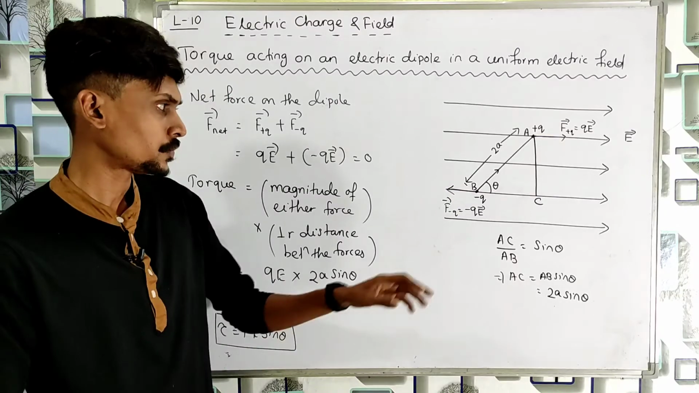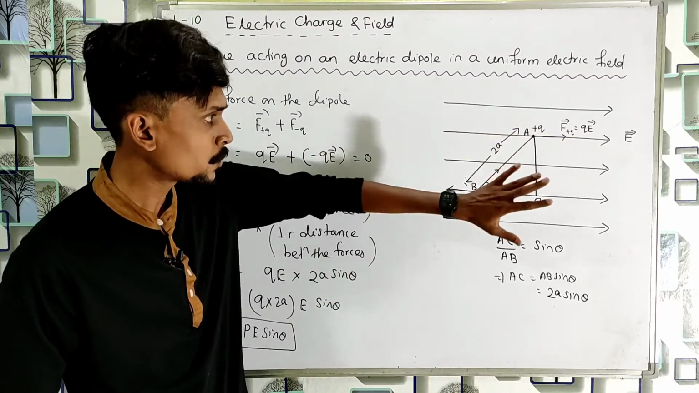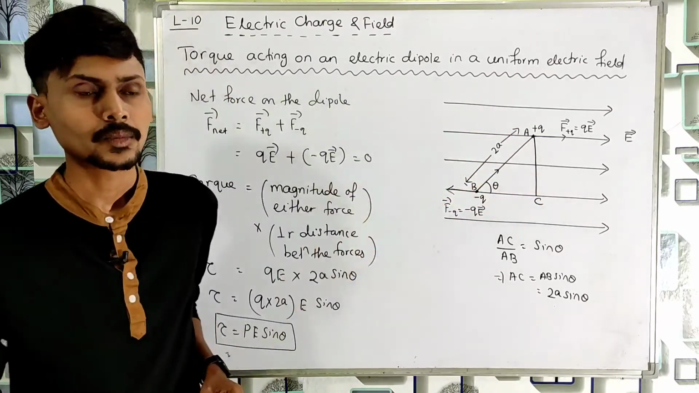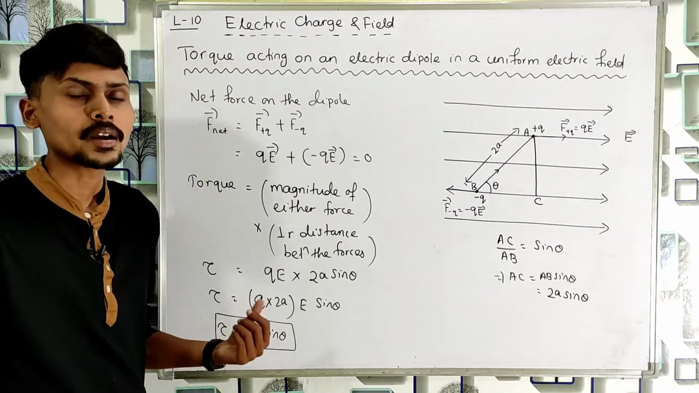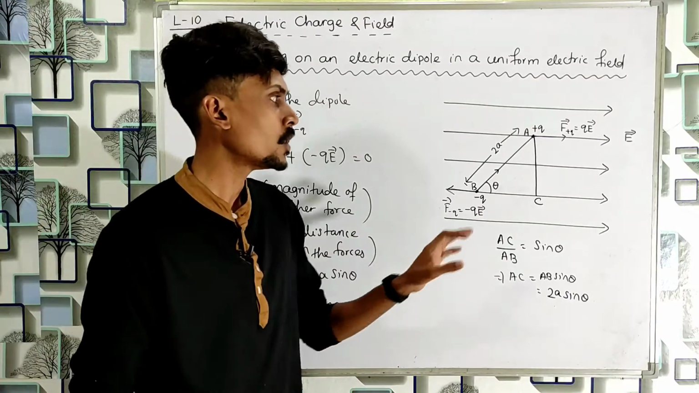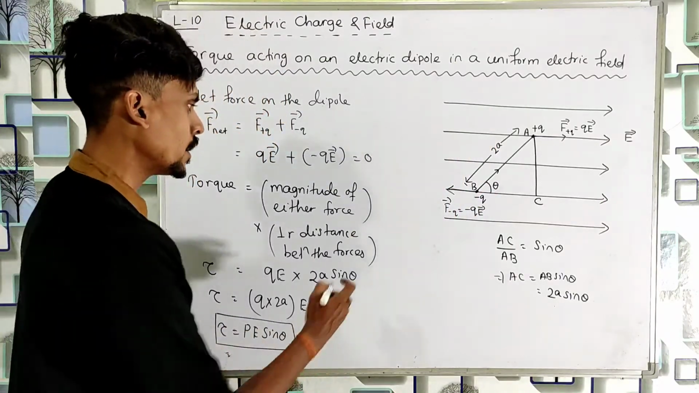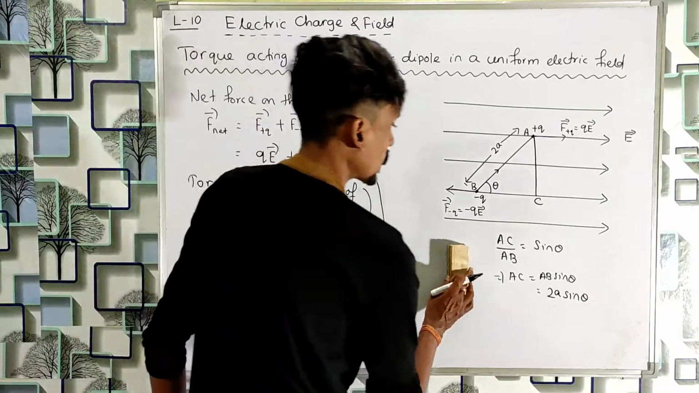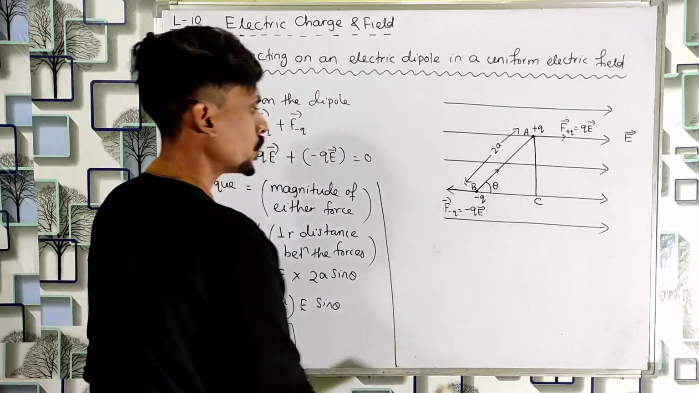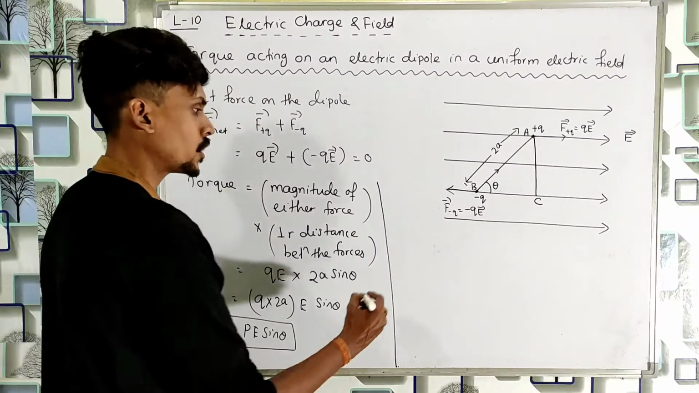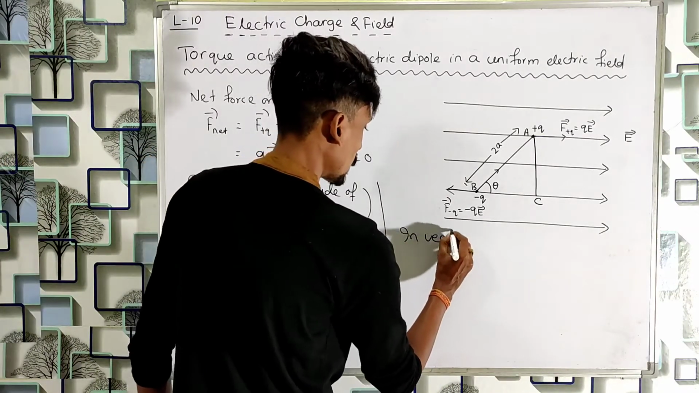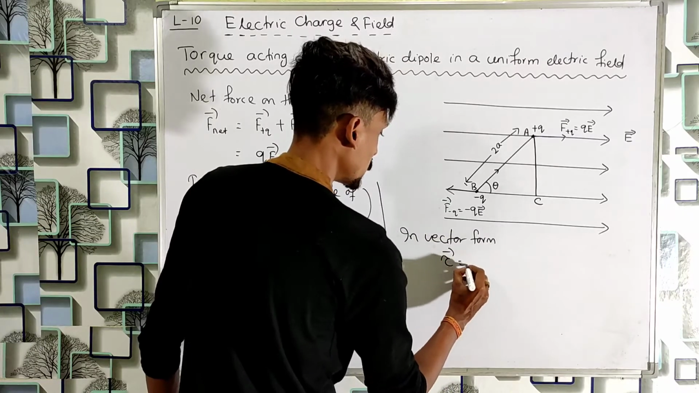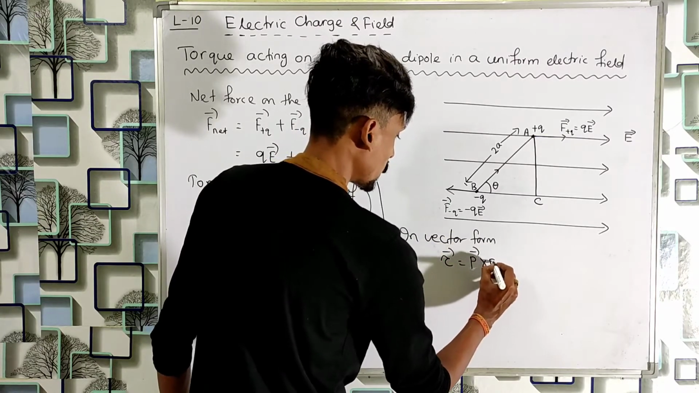So you can see that this plane of the board contains both P vector and E vector. So the torque tau has a direction perpendicular to this plane. And remember that torque is a vector quantity. So in vector form, how to write torque? In vector form, torque can be written as P vector cross E vector.